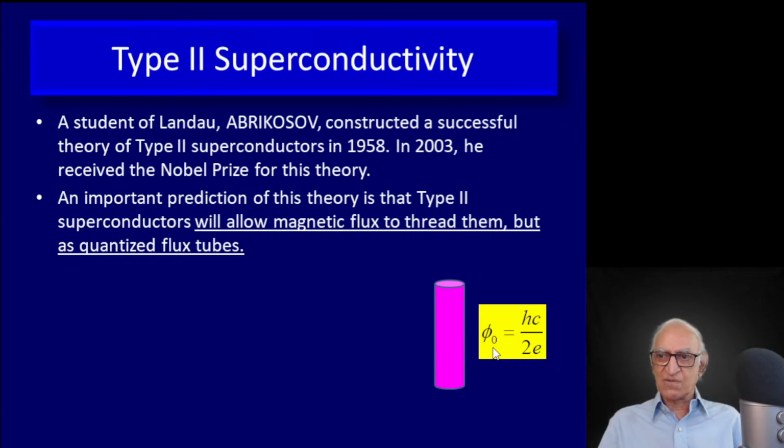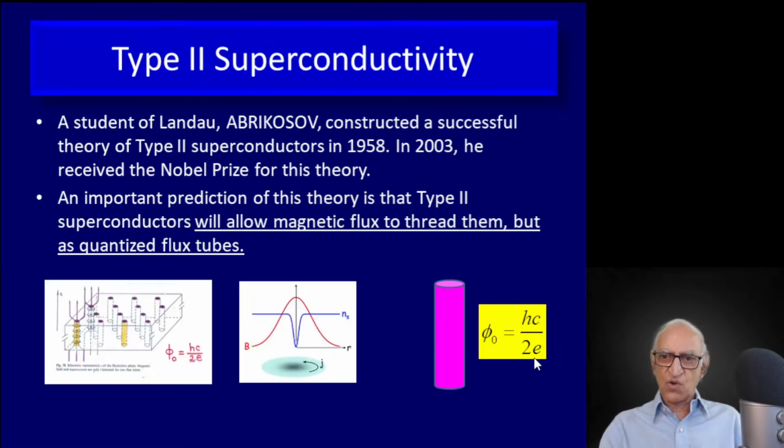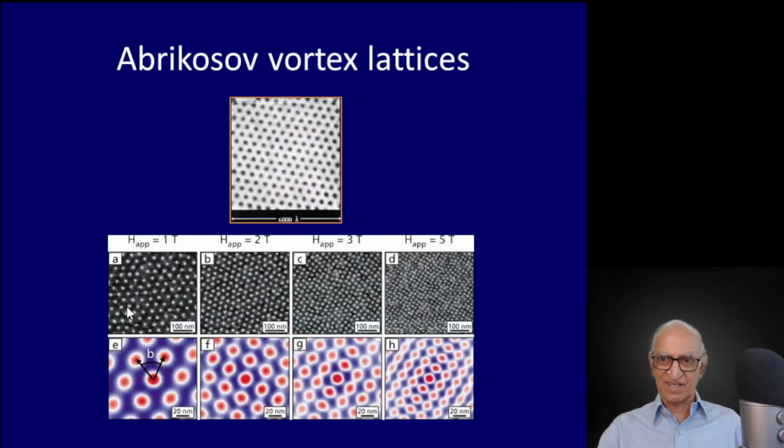Dimensionally, the quantum of flux is Planck's constant multiplied by the speed of light divided by 2 times the charge of the electron. So, if I have a magnetic field penetrating a type 2 superconductor, it will create the necessary number of these quantized flux tubes, and the flux will be confined to these things. You'll say, well, this is all fine, you might have got the Nobel Prize, but where is the proof of all these things? Well, there it is.